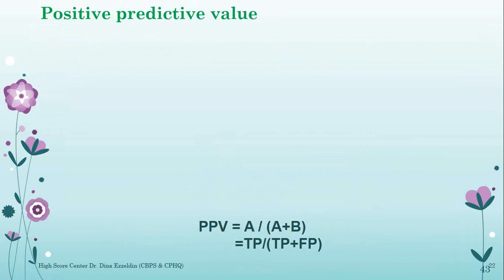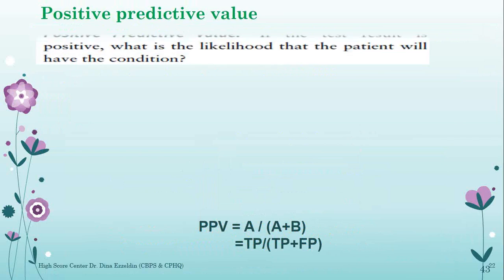Positive predictive value. If the test result is positive, what is the likelihood that the patient will have the condition? To what extent should I trust the result of the test if it's positive? What is the percentage of my certainty about this result? This is the positive predictive value. If the result is positive, to what extent am I sure that this is correct?